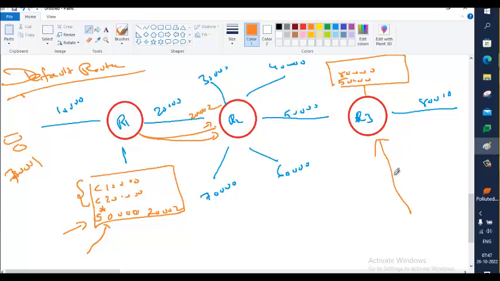Can I write a default route so that this router will forward the packet to router 2, 50002, to reach the rest of the network? Can I write? Yes, of course. So we can write saying any network you don't know, you send it to 50002. So now if someone pings from here 10001, it'll get matched with this and the packet will go here.